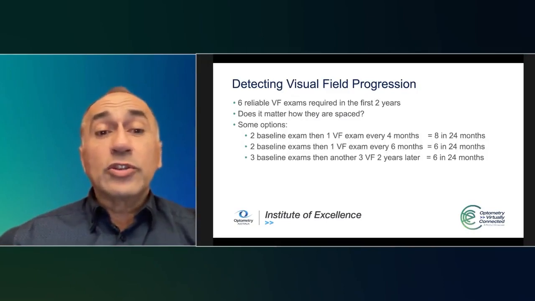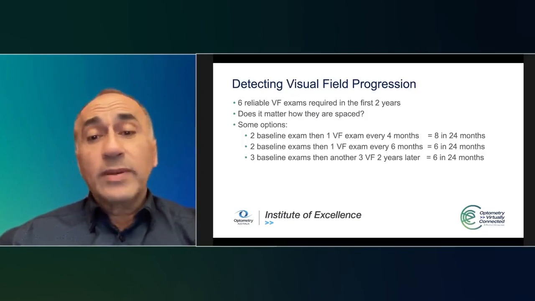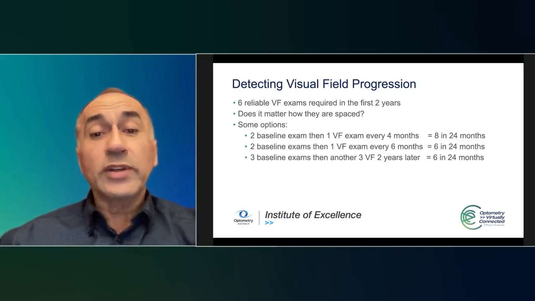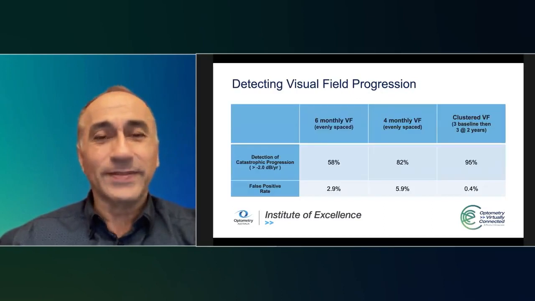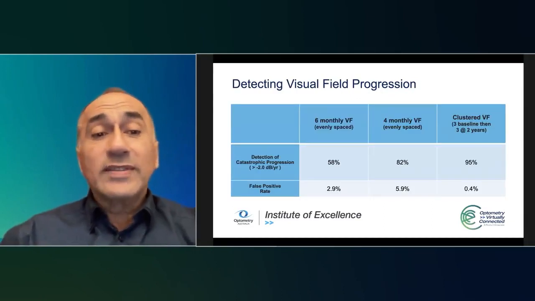You've got options. You can do your 2 baselines, then do 1 visual field every 4 months. You can do your 2 baselines, 1 visual field every 6 months, or you can do 3 baselines, then wait 2 years and do another 3 baselines, which doesn't sound very intuitive, but it actually ends up being the best option at detecting progression. So this is the statistical data.